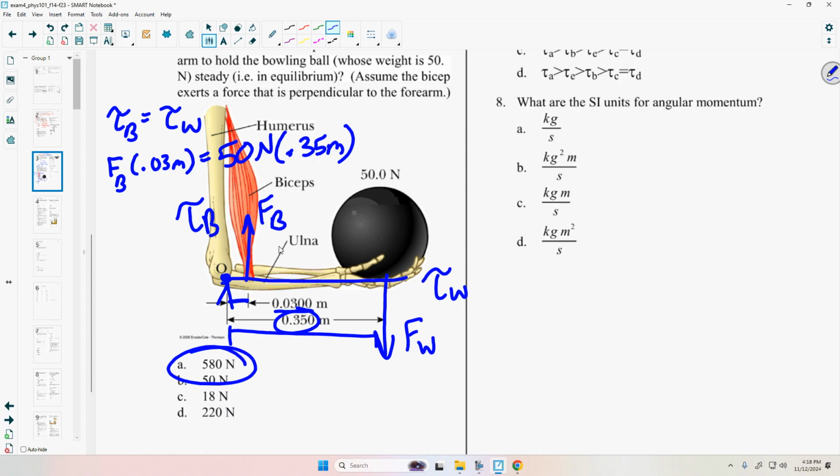Y'all probably learned different classes of levers, right? In 9th grade physical science. It's a class 3 lever. So you need really big forces to even exert a small force at the position of your hand. Okay? What else we got?